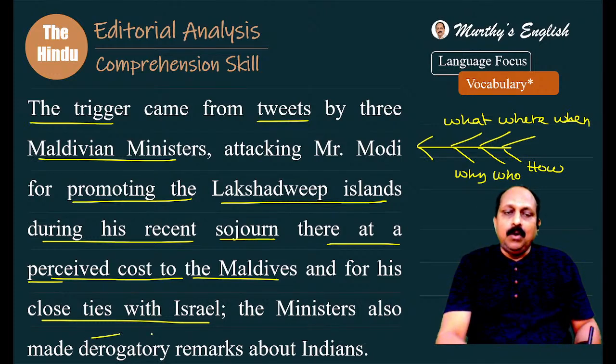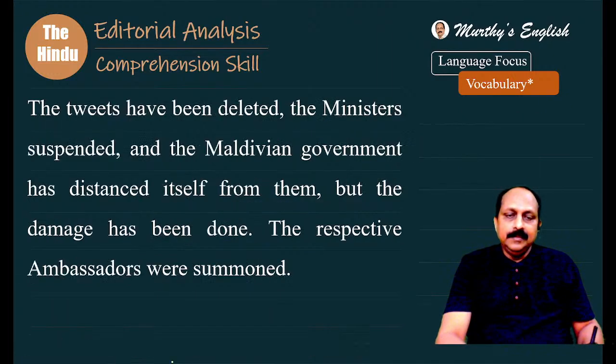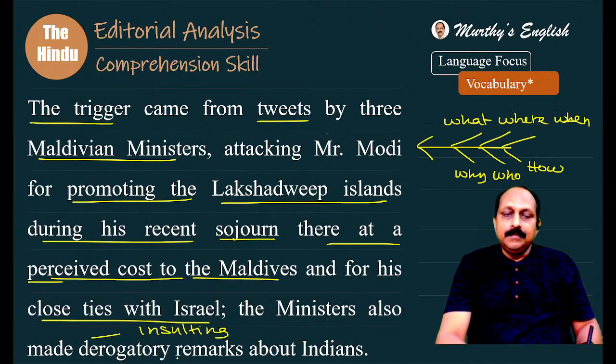Derogatory means what? Insulting, insulting remarks about Indians. Derogatory is an adjective. We use words like derogatory remarks, derogatory statement, derogatory attitude. These are the combinations you have to remember.